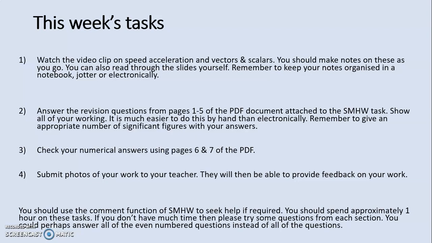So if you feel you don't have enough time or you're running out of time, don't try and do all of the questions. Maybe choose a few questions from each section. You might even do all of the even numbered questions, for example. Okay, so on to the revision.